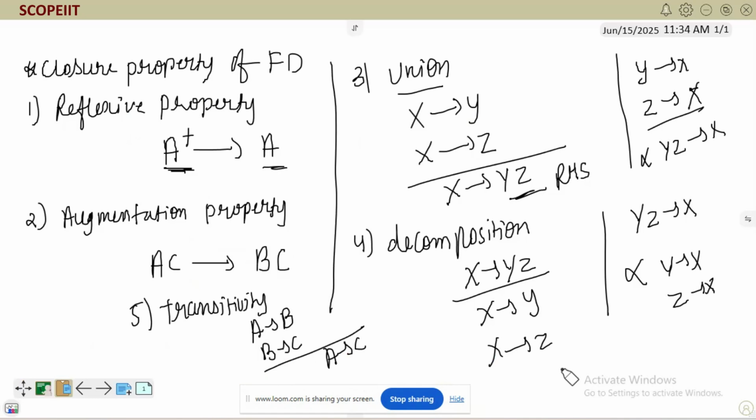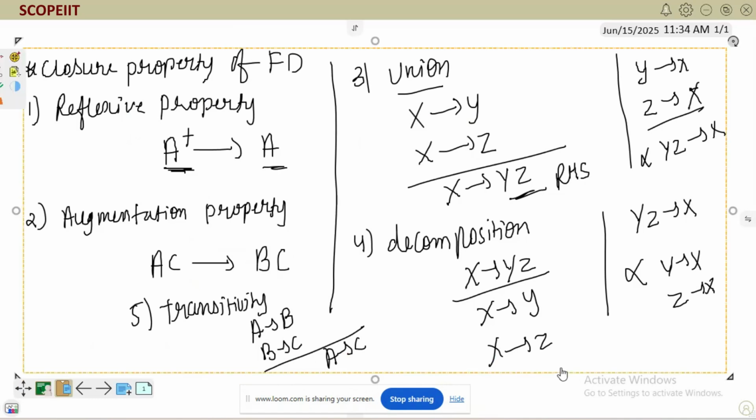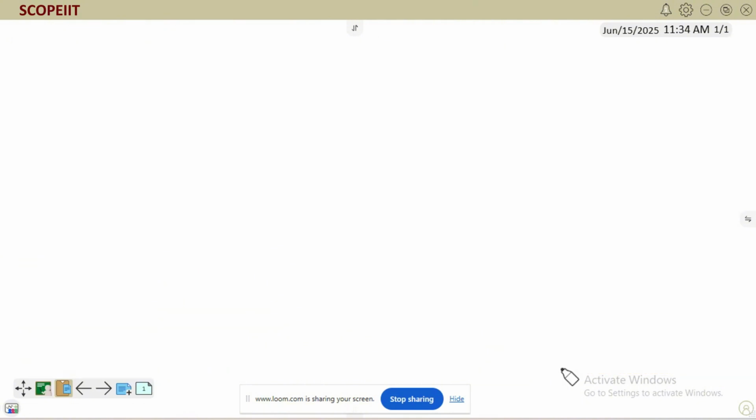This is a closure property, and we will use this closure property to find the closure set of functional dependency, which is very important for your exam. So our next topic is closure set of functional dependency. Now, what do you mean by this? Basically, it is a set of all the functional dependencies that can be determined using the given set of functional dependencies.